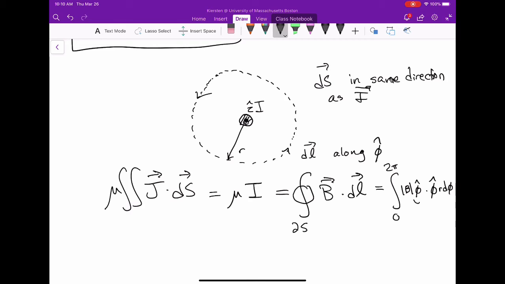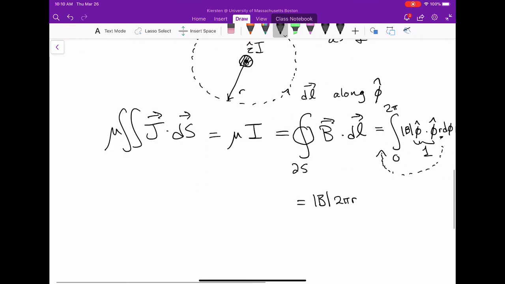You can see this dot product works out to 1. There's nothing that depends on phi either, so when we evaluate this integral, we just get a factor of 2 pi, and the factor of r moves out to the front of the integral. So the right-hand side of Ampere's law just works out to be the magnitude of B times 2 pi r, which means we can solve for the magnitude of B and find that our magnetic flux density is equal to phi hat mu I over 2 pi r.